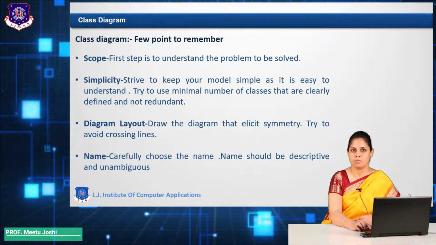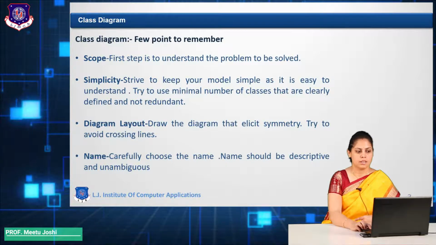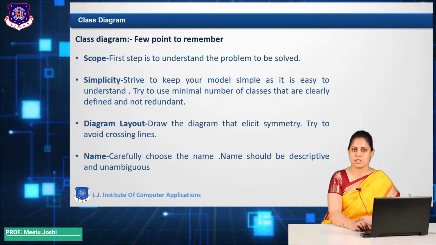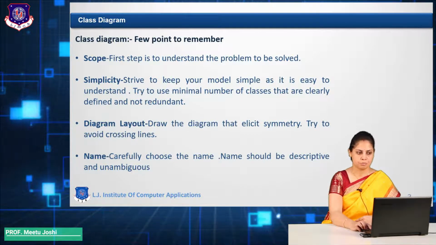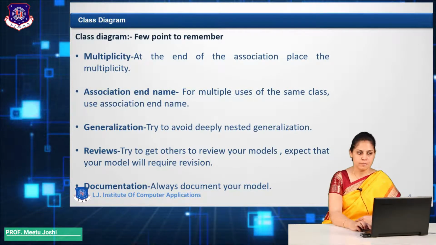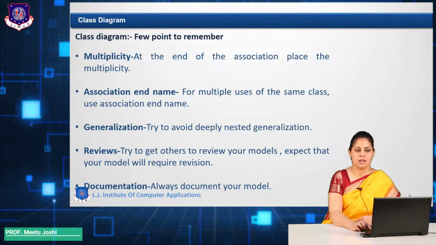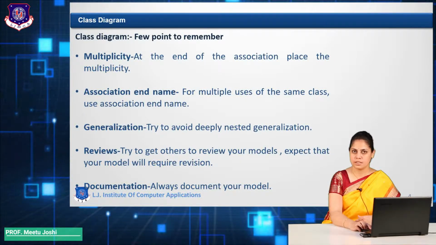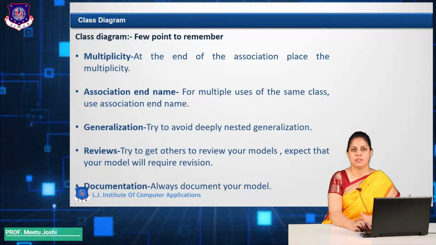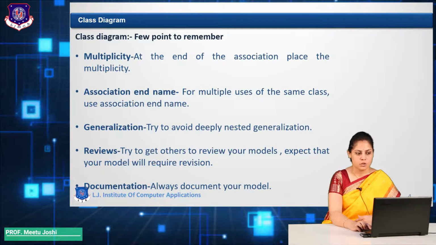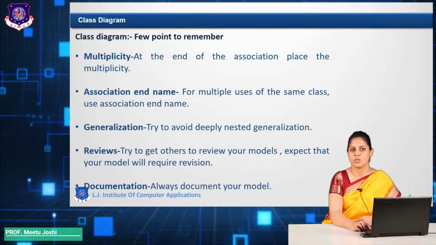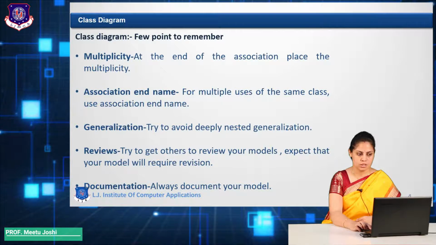The layout of the diagram must be symmetrical throughout. The next one is the name of the class that we choose. It should be descriptive and unambiguous. Another point is multiplicity. At the end of the association lies the multiplicity that we have learned. It is one to many, many to one, many to many. The next one is association end name. To elaborate the relation more, we can put the association end name at the end of the association.